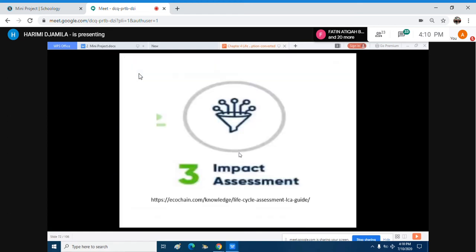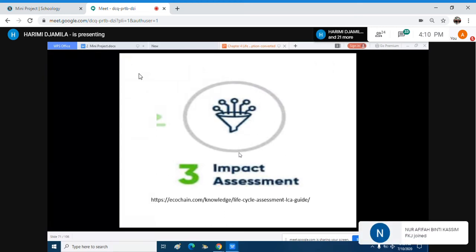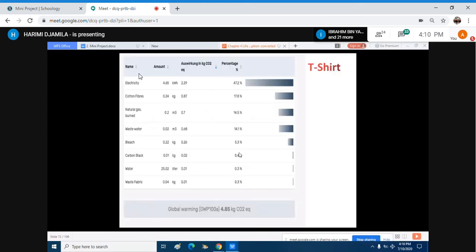Okay, so we refer back to the impact assessment. So I provide more information about it now. So for the case of the T-shirt, by the way, we already know what we want to measure. We know that, for example, it is the amount of carbon dioxide emitted, or the equivalent amount of carbon dioxide emitted.